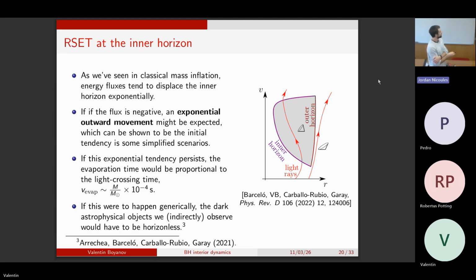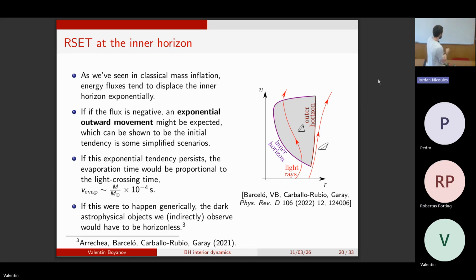And the time scale for this, if the dynamics is exponential, would be of the order of the light crossing time of the object. And well, if this were the case generically, then the dark objects that we observe in our universe would have to be some horizonless black hole mimicker, since trapped regions would have a very short lifespan.